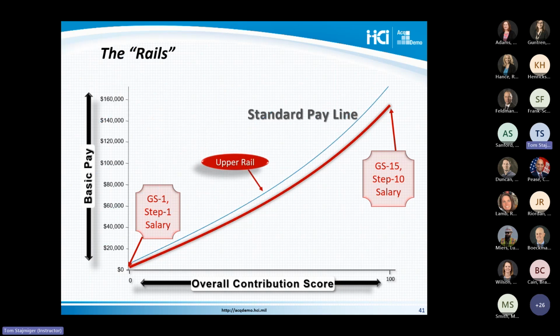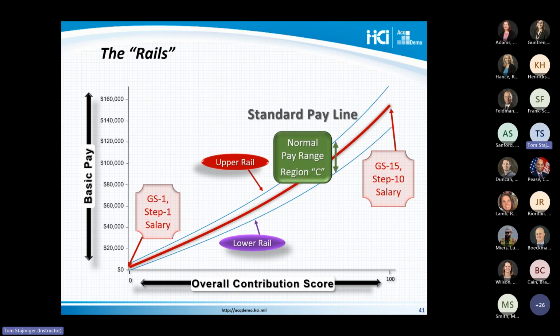And then remember, we have these rails, upper rail and lower rail. That determines the scores that somebody can be within to be considered Region C in the spreadsheet terms. They're paid appropriately for their positions. If they get a score less than that range, they're in region A, overcompensated. If they get dramatically more than that score, more than 3 step increases, because it's 8% from the standard pay line to the lower rail, more than 3 step increases or more off, then they'd be in region B, greatly undercompensated. We've got to accelerate their pay up.